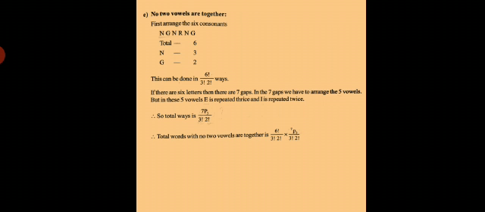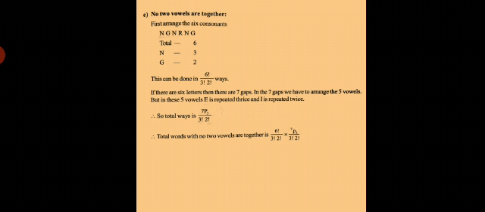If there are 6 letters, then there are 7 gaps. Yes or no? In between all 6 letters, 6 gaps will be there, and in the beginning position there will be one more gap. So altogether there are 7 gaps. In the 7 gaps, we have to arrange the 5 vowels. But in these 5 vowels, E is repeated 3 times and I is repeated twice.